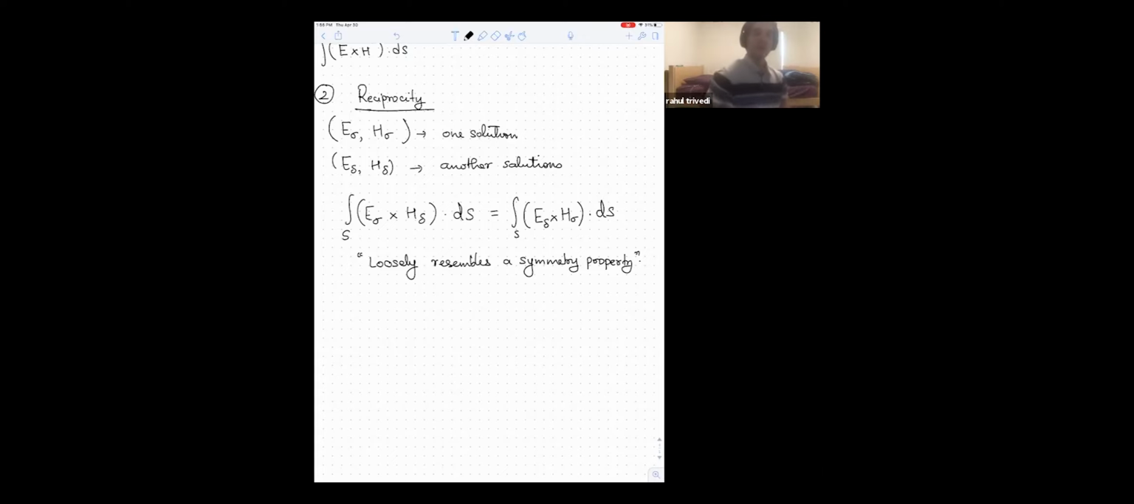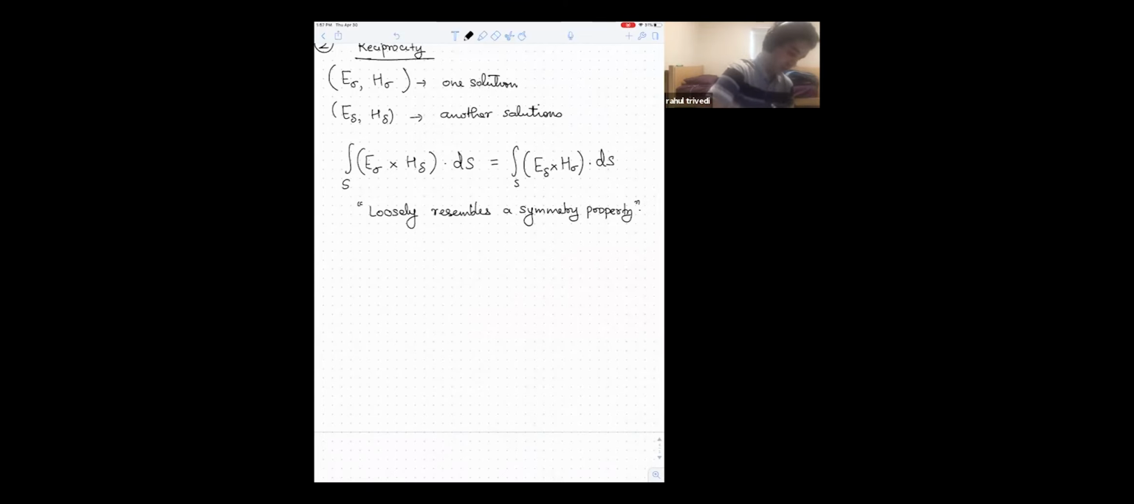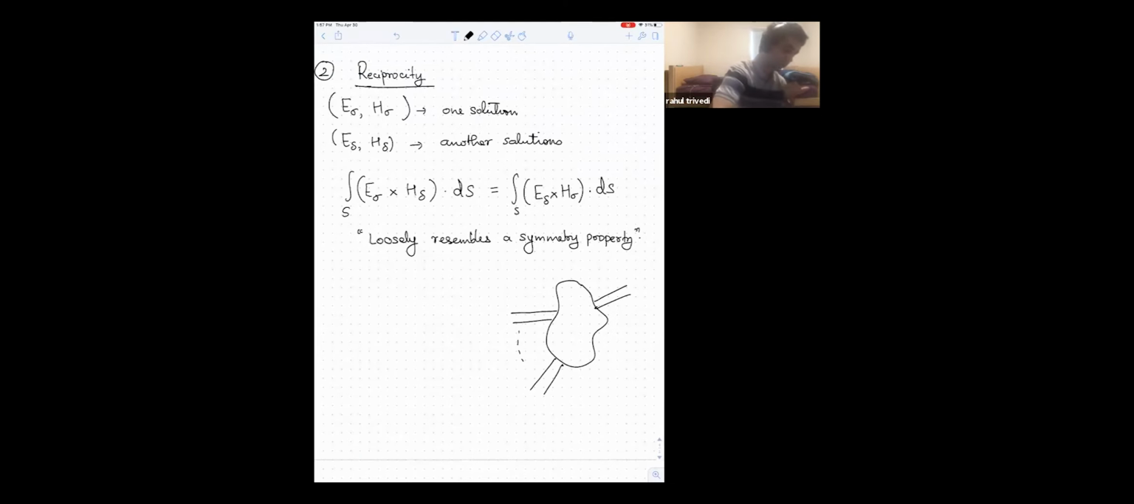Not surprisingly, because this loosely resembles a symmetry property, what this implies is that your scattering matrix is also symmetric as a matrix. To make this more concrete, for our particular problem, which is a device with a bunch of waveguides going in and coming out, let's choose two specific solutions to see what we can say about the scattering matrix. Again, this result is completely general. It holds for any arbitrary electromagnetic structure and any arbitrary electromagnetic field. But we want to say something about our waveguide-based device from this result.